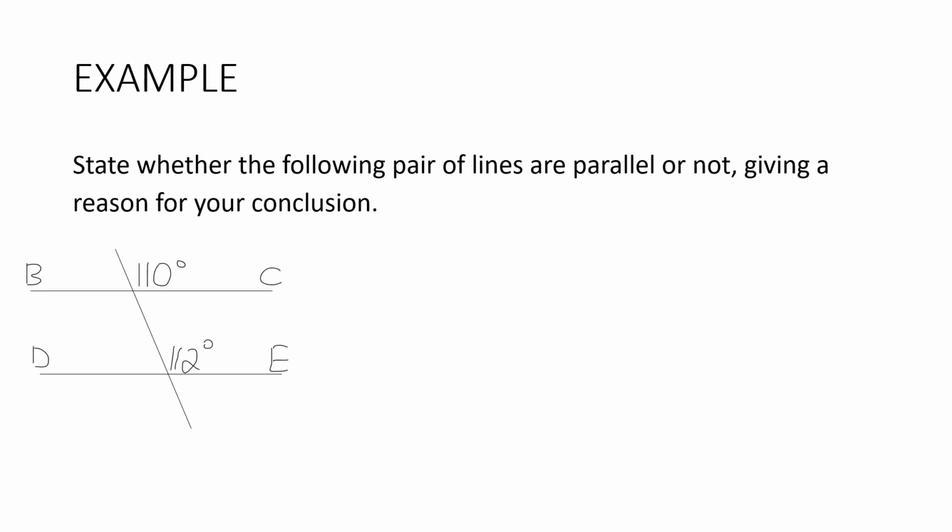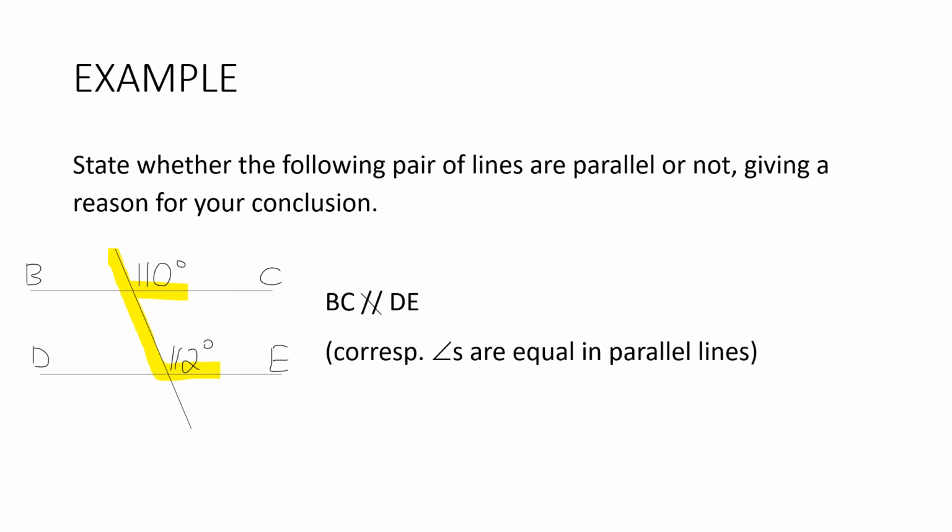Here's another one. What do you think about this one? So which relationship is it? Both of the angles are on the same side, and one's inside the parallel lines, if they are parallel, and one's outside. So it's actually corresponding angles. Corresponding angles have to be equal, and they're not. So this is what we're going to write. BC is not parallel to DE, and here's our reason: corresponding angles are equal in parallel lines.